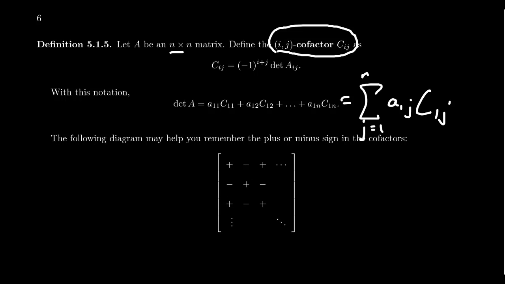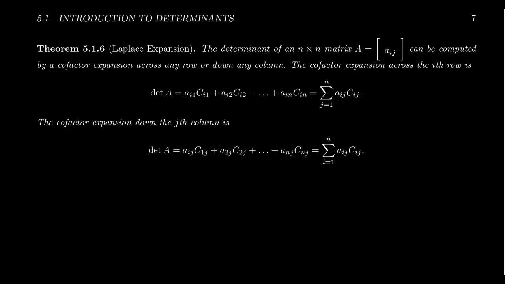The first row will do plus, minus, plus, minus. The second row will do minus, plus, minus, plus. The third row will do plus, minus, plus, minus. The fourth row will do minus, plus, minus, plus. So it depends on whether you're in an even row or an odd row. Also, if you look along columns, you get plus, minus, plus, minus, or you might get minus, plus, minus, plus. Same basic idea. Odd columns will do plus, minus, plus, minus. Even columns will do minus, plus, minus, plus.